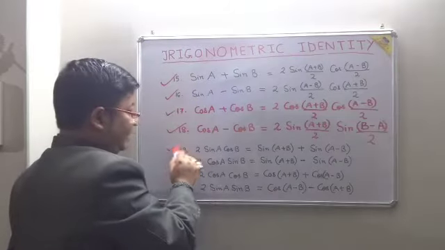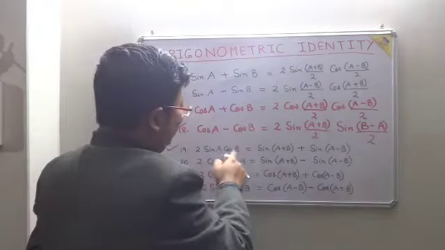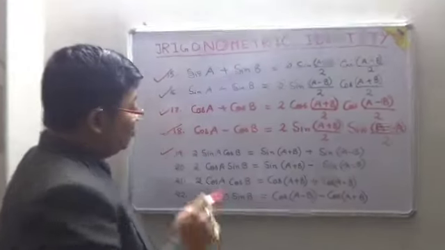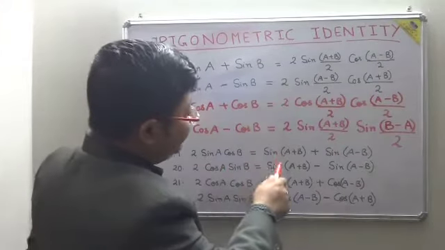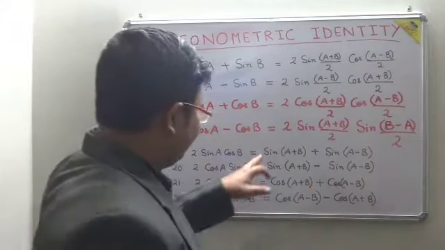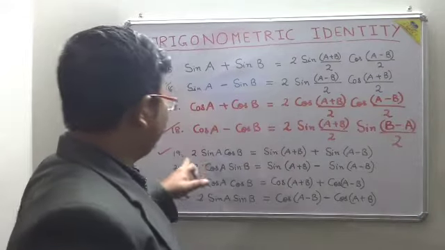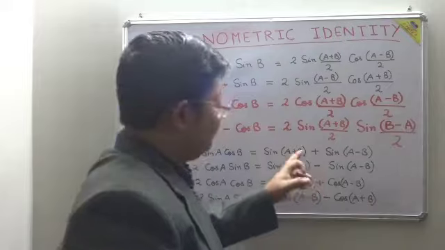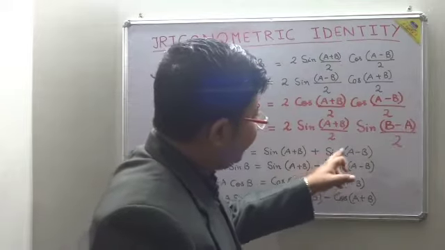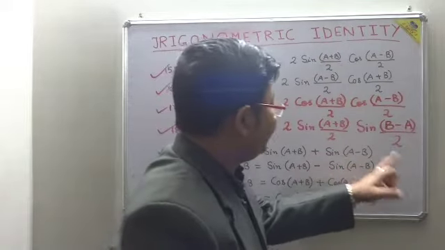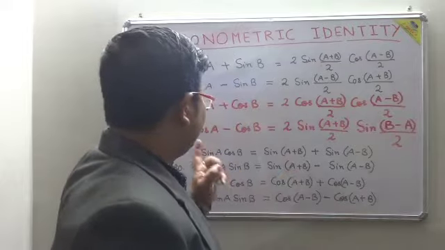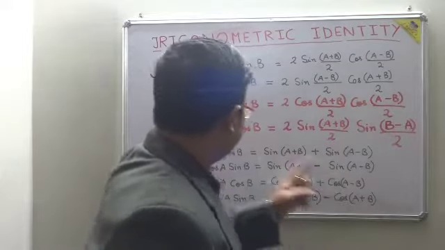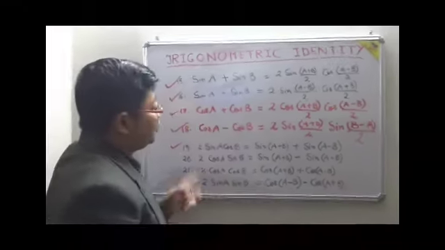Now we will come to the 19th: 2 sin A cos B. See, 2 sin A cos B means sin(A plus B) plus sin(A minus B), because if we break this one, we will get this one only. Sin A cos B plus cos A sin B. Again break this one: sin A cos B minus cos A sin B. So we will get sin A cos B plus sin A cos B, which comes up as 2 sin A cos B.